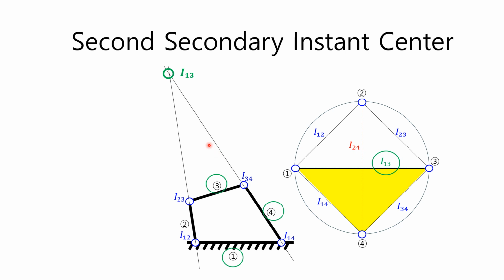Therefore, draw a long line through I14 and I34 on the left mechanism. The line drawn here intersects the line drawn through I12 and I23 drawn earlier, and the point where they intersect is the secondary instant center I13. Now that we have found the secondary instant center I13, we change the green dashed line of I13 to a black solid line so that we do not have to repeat the same task. It is a good idea to organize them as you complete each one, as multiple secondary instant centers can be confusing.